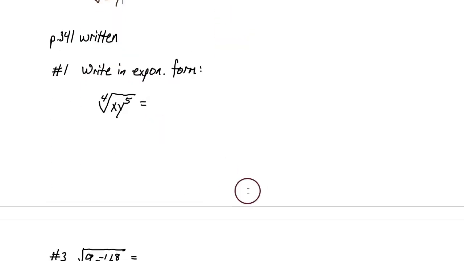For the written assignment, we're asked to write it from radical notation into exponential notation. So this 4, which is the index of a radical, is the same thing as the exponent 1/4. So we have xy to the 5th raised to the 1/4. Here's exponential form.